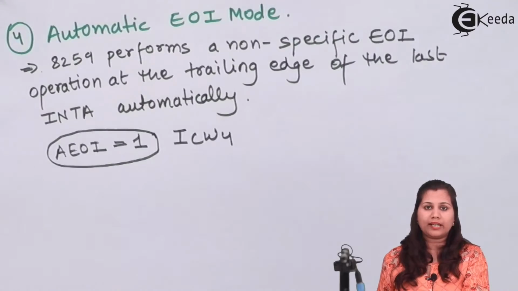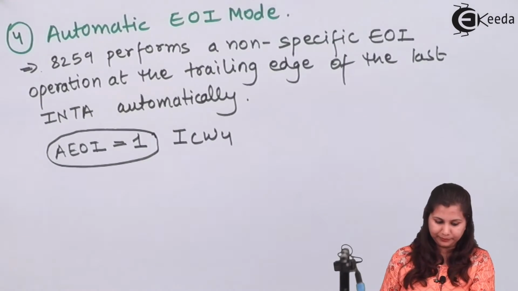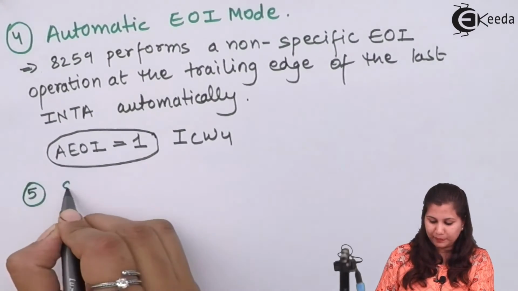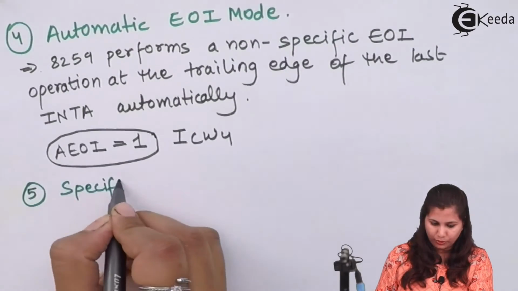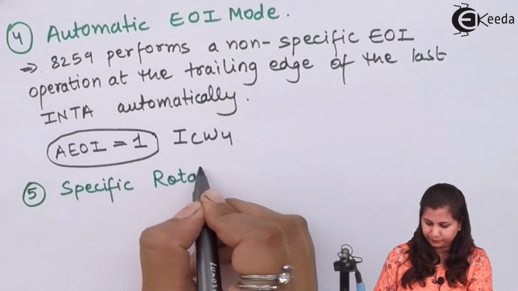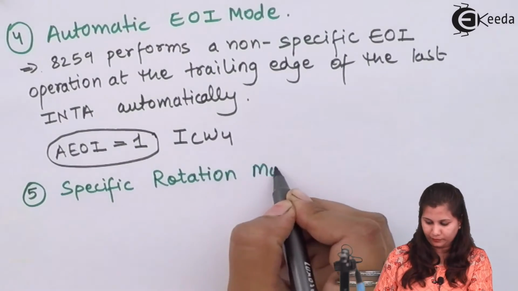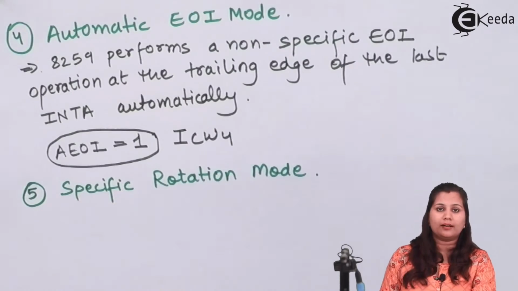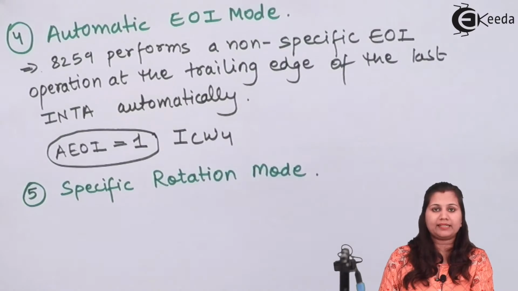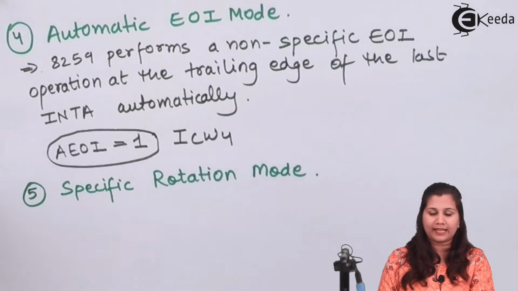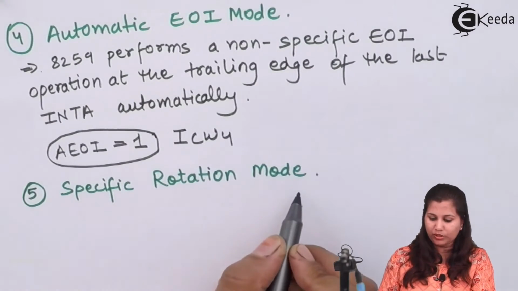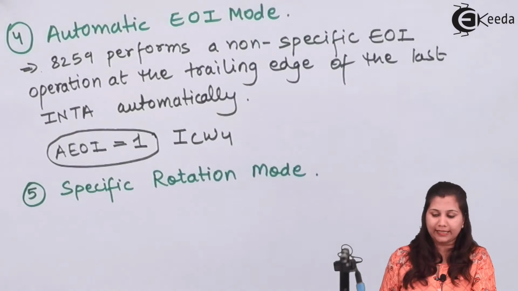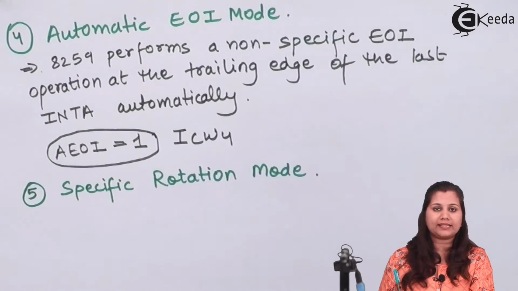So let us come to the next mode of the 8259, which is the specific rotation mode. Earlier we studied the automatic rotation mode, in which the interrupt requests had the same priorities, and the priority was decided by the order in which they are served. Now in this specific rotation mode, the bottom priority level can be selected, and this bottom priority decides the other priorities of the interrupt requests.